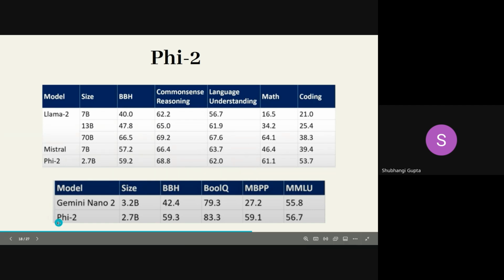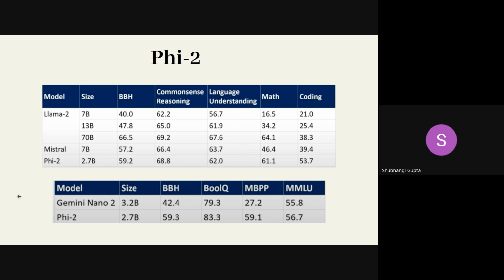Now in the second table you are seeing, if you compare Phi-2 with a similar size or slightly larger model, that is the Gemini Nano 2 model, you can observe that Phi-2 is better in all the benchmarks, like BBH, Boolean questions, MMLU, or MBPP. So it is better in all the benchmarks.